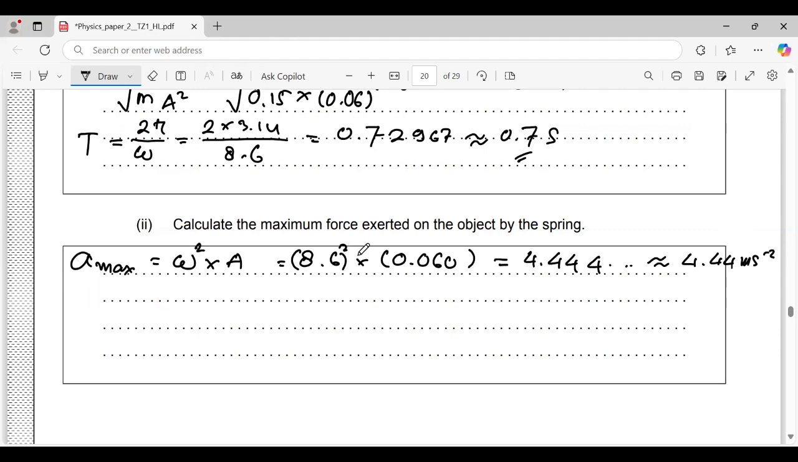And after that, the maximum force. We can get it through the formula mass times maximum acceleration. So mass is 0.15 times 4.44, and the result is 0.67 Newton.